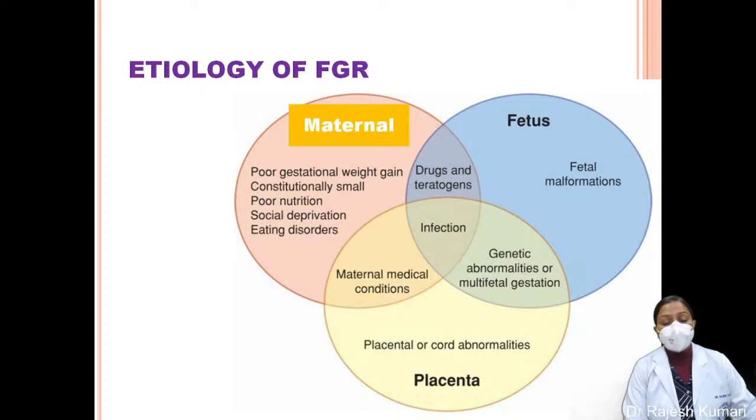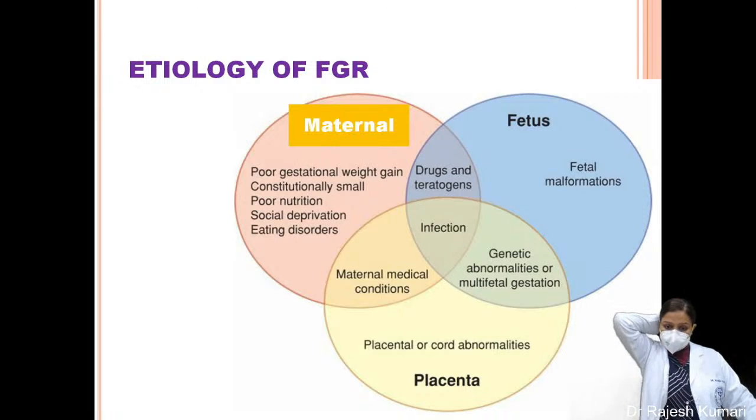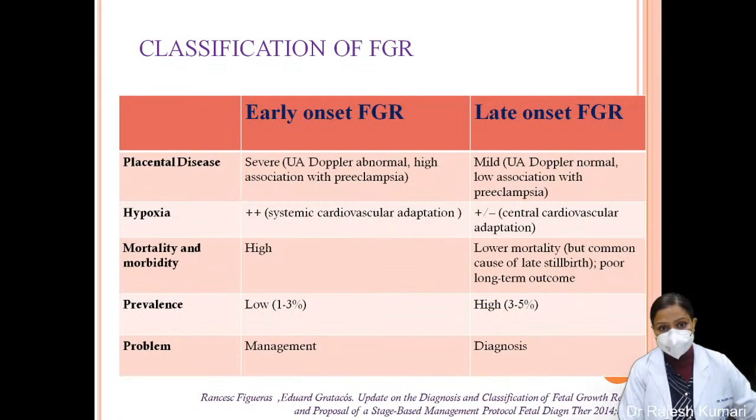So, the etiology of fetal growth restriction is a combination of maternal, fetal and placental factors. Only in maternal are poor gestational weight gain, constitutionally small mother, poor nutrition and social deprivation, and eating disorders. Drugs and teratogens affect both maternal and fetal. Only in fetus are fetal malformations, and in fetal and placenta, genetic abnormalities or multifetal gestation, and placental and maternal medical disorders, and placenta or cord abnormalities. And all 3 will be affected in infections.